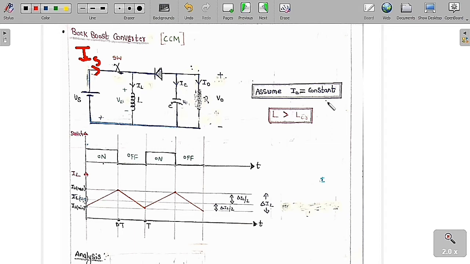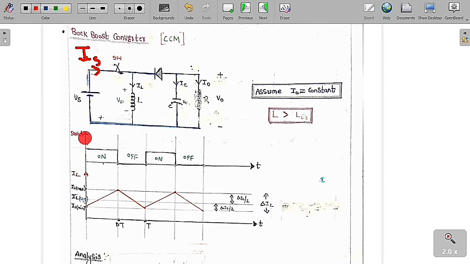Means we have to assume that I0 is a constant value, and I have already told you that the chosen inductors and capacitors should always be greater than the critical inductance. Then only continuous conduction is possible. So now we are going to analyze this circuit.